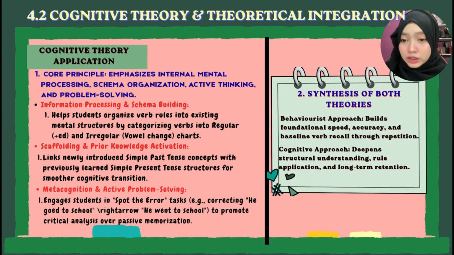Third, metacognition is applied in spot the error tasks where students analyze bad grammar, like correcting "he go" to "he went" instead of passively memorizing. In summary, the behaviorist approach builds fast recall speed, while the cognitive approach depends on understanding for long-term retention.